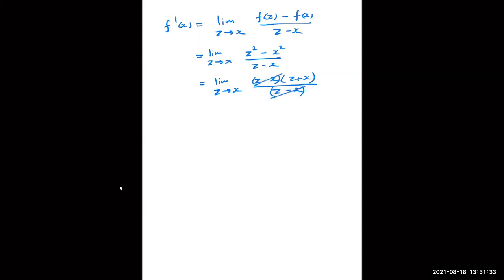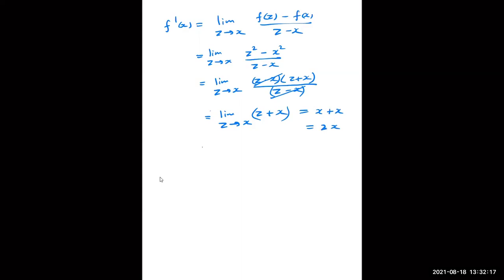You are left with z plus x. Let me write that here. Limit as z goes to x, z plus x. What is this limit? You can again take the limit of the first term and the limit of the second term individually. If you take the limit as z approaches x of the first term, this will become x, because z approaches x. This x will stay as it is, because as z approaches x, nothing will happen to x. So this will look like x plus x, which is 2x.